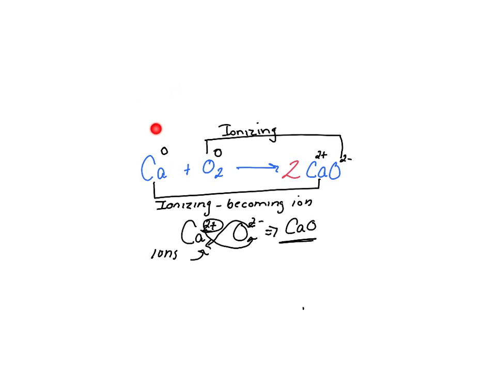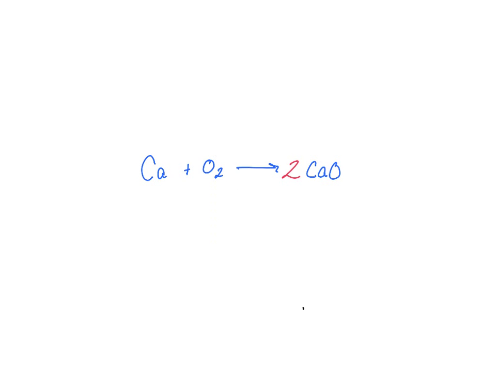From here to here, right? We're seeing that calcium is ionizing, becoming an ion. How does it do that? Well, we're going to get to that in just a minute. And from here to here, oxygen is also ionizing, but how does it do that? Is it oxidizing? Is it reducing? Well, let's figure it out.